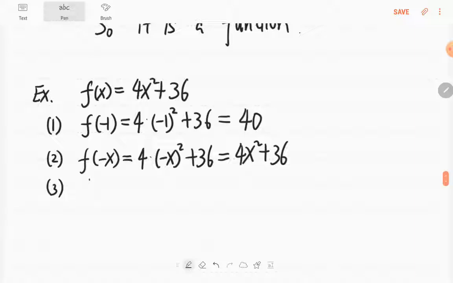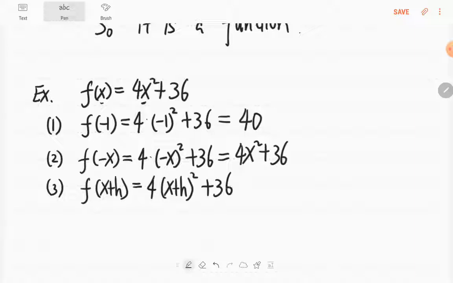Three, f of x plus h. Now our input is the expression x plus h. You just replace this x here with x plus h. So it becomes 4 times (x plus h) squared plus 36.